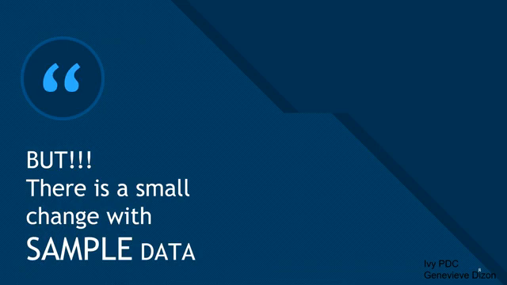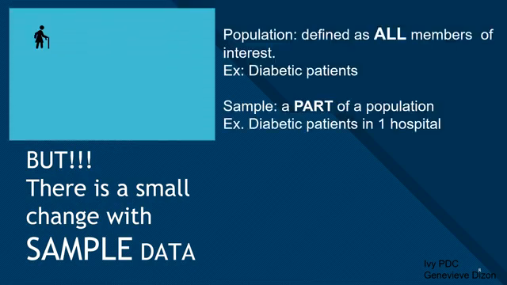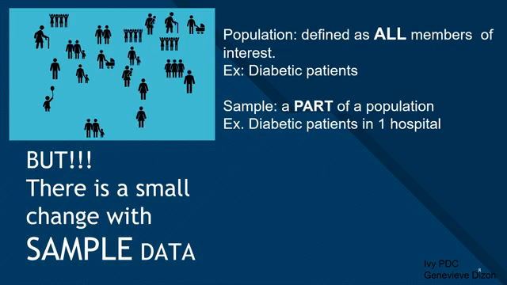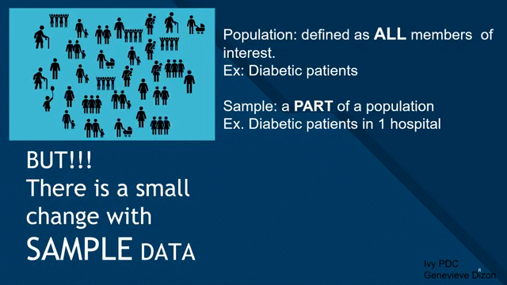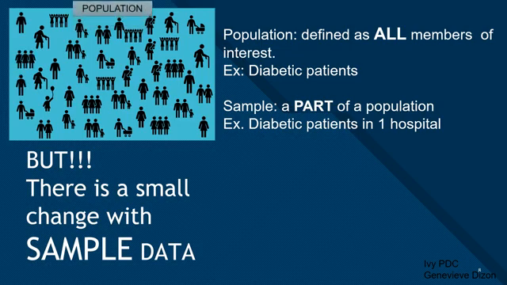But there is a small change if the data we have is considered a sample data. In statistics, it is very important to distinguish between a population and a sample data. A population is defined as all the members of interest. So for example, we want to test diabetic patients. That means all the test results of diabetic patients should be included in the test. So population is the whole group. A sample is only a part of the population.